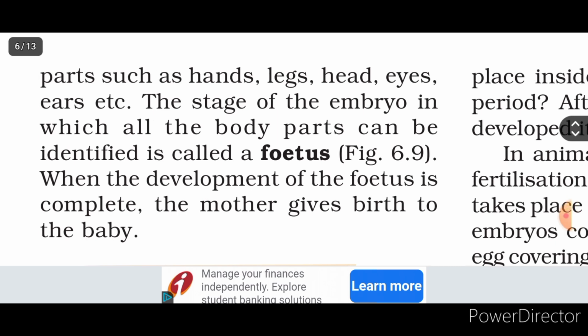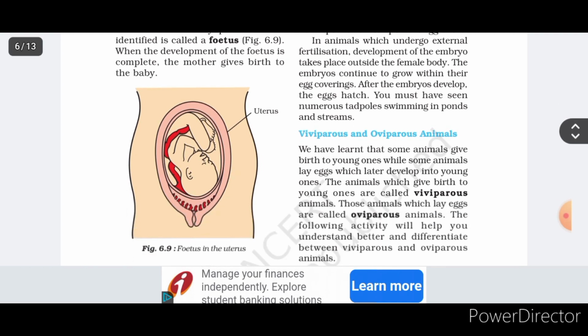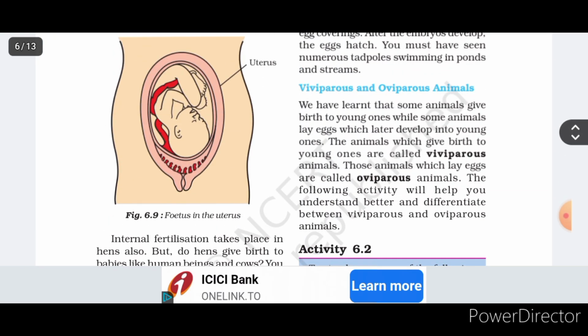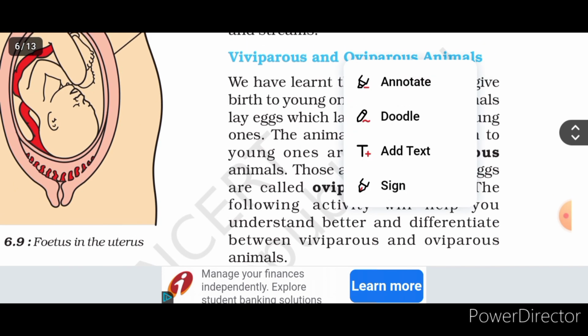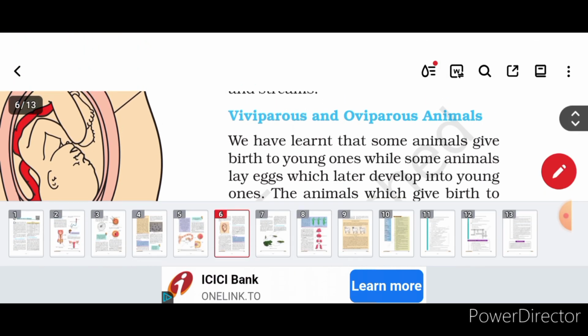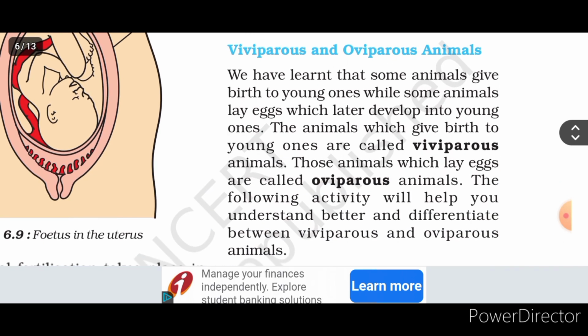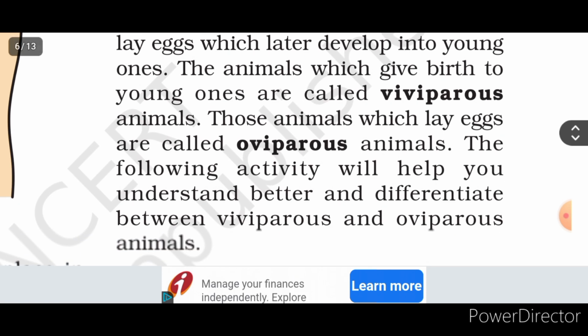What is fetus? The stage of embryo in which all the body parts can be identified is called a fetus. The viviparous and oviparous animals. The animals which give birth to young ones are called viviparous animals. Those animals which lay eggs are called oviparous animals.